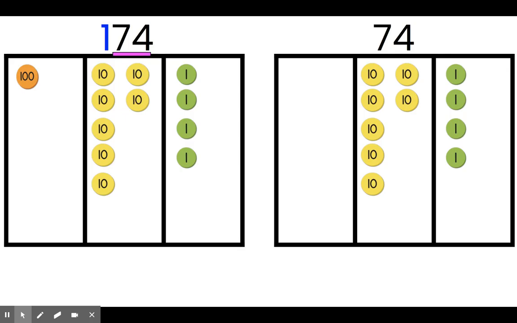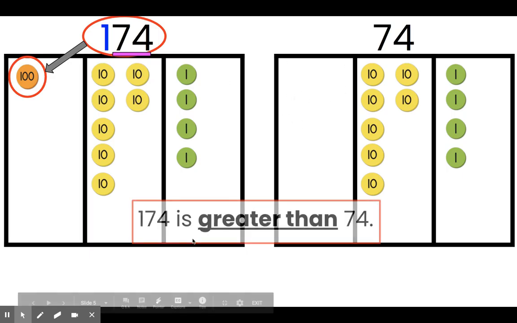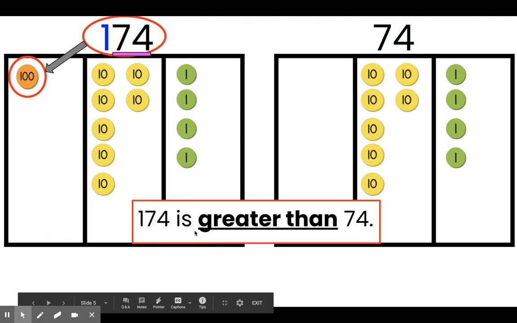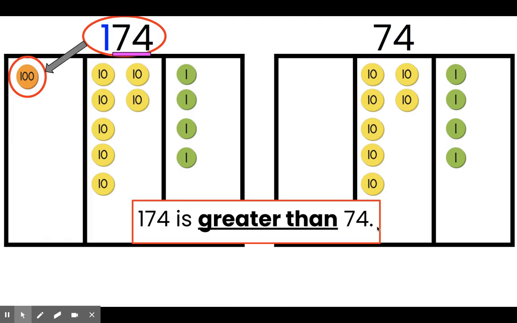Can you tell which number is greater, 174 or 74? If you said 174, you're correct. Remember, 174 had a group of 100. 74 did not. So when we look to the hundreds place value spot on the place value chart, we can tell that this number is greater or has a higher value because it has this group of 100. 74 does not. We would say 174 is greater than 74.